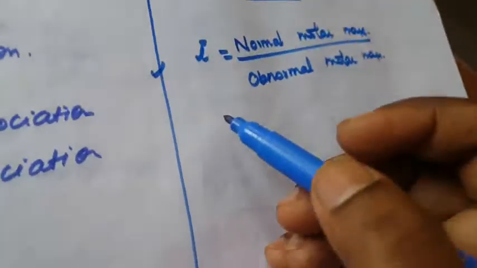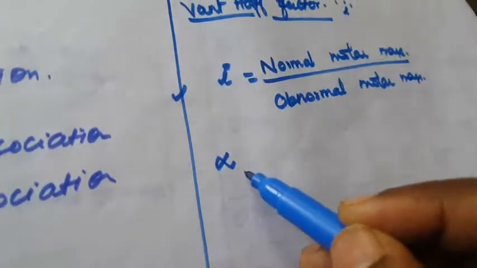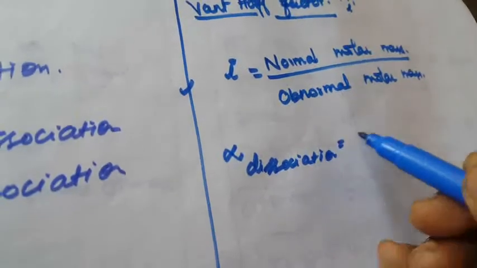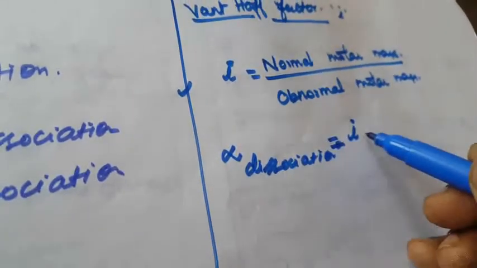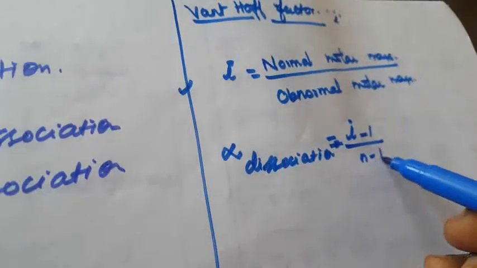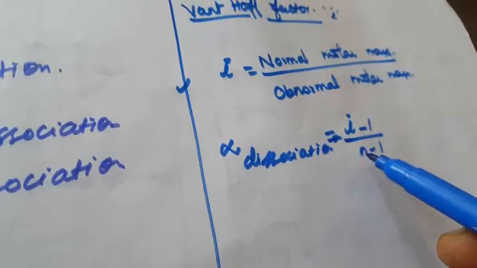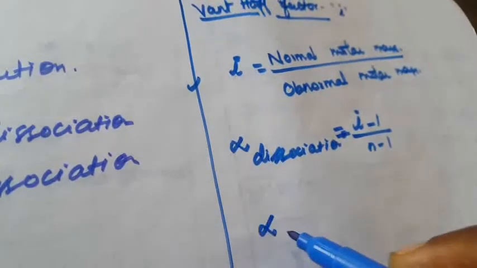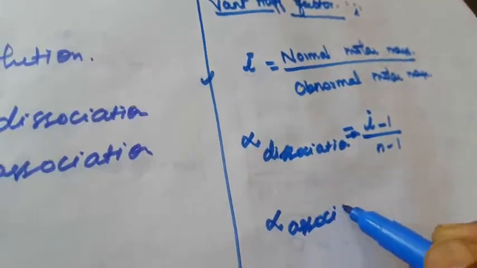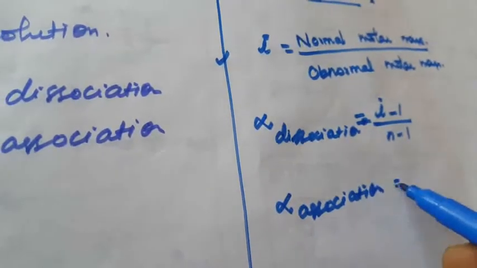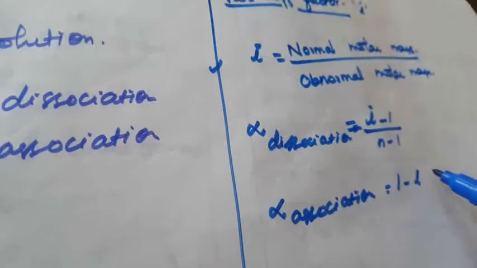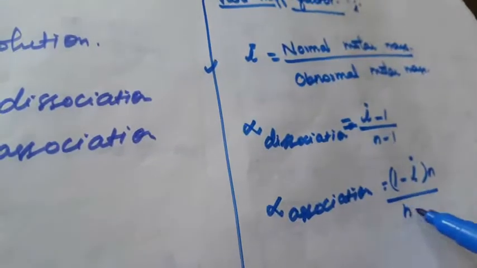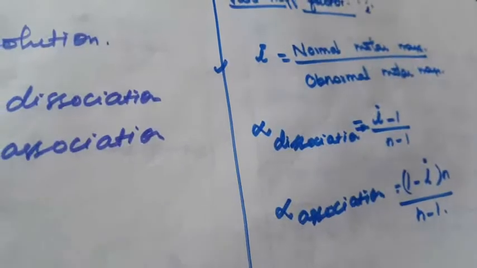So that is alpha, the degree of dissociation. What is the formula of dissociation? Degree of dissociation alpha is equal to (i minus 1) divided by (n minus 1), where n is the number of moles formed by the dissociation of a single molecule. The same thing, what is meant by association? Degree of association is equal to (1 minus i) into n divided by (n minus 1), where n is the number of solute molecules associating.